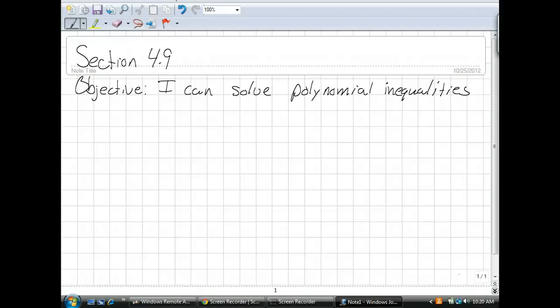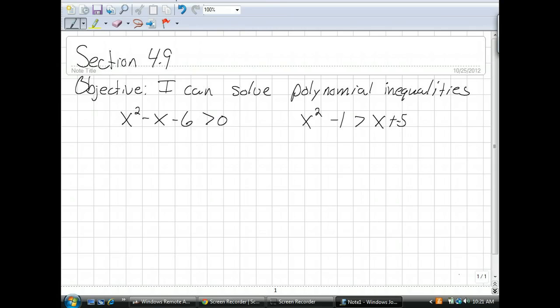Section 4.9. Our objective today is I can solve polynomial inequalities. Polynomial inequalities are polynomials that look similar to this. So this is one example of the type of problem that you'd want to solve today. Or here's another one. X squared minus 1 is greater than x plus 5. So those are examples of polynomial inequalities, right?